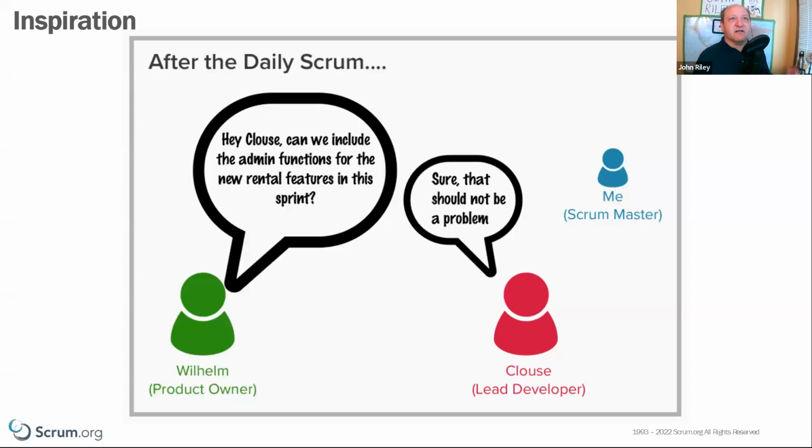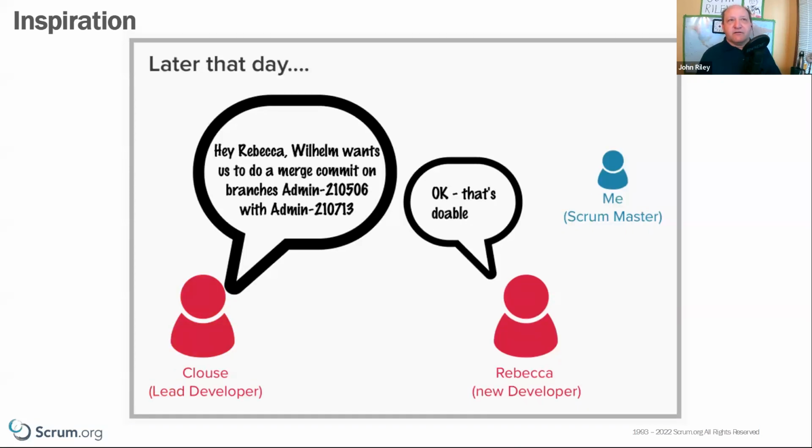He says, "Hey, Klaus, can we include the admin functions for the new rental features in this sprint?" And Klaus says, "Sure, that should not be a problem." So here I am observing this, thinking, what's going on? Later that day, the lead developer goes up to Rebecca, another developer on the team, and says, "Hey, Rebecca, Wilhelm wants to do a merge commit on branches admin 21 such and such with admin 21 such and such."